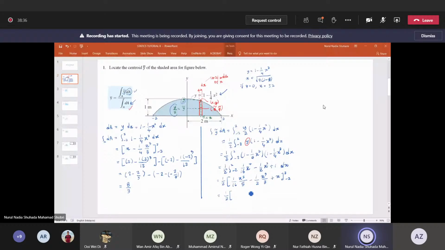Or you can try by yourself using the formula x equal to the integral of x at the center over dA, and you would still get 0. Okay, that's it for question number 1. Do you guys have any questions for this? Are you guys doing okay? If you have no problem with question number 1, can I proceed to the next question?